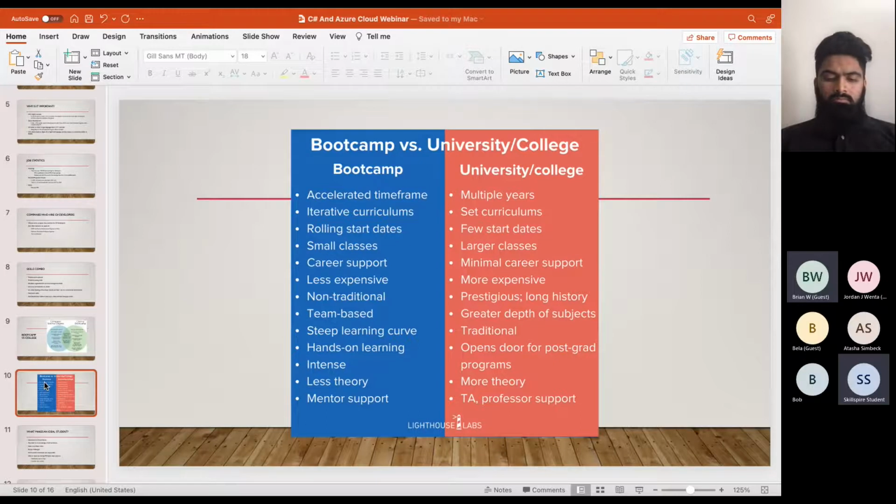And then in a boot camp, you have mentor support. So even though I'm the instructor, I operate more as a mentor compared to university or colleges. You have a TA, a teaching assistant, or professor support. So it's just a different type of support system.